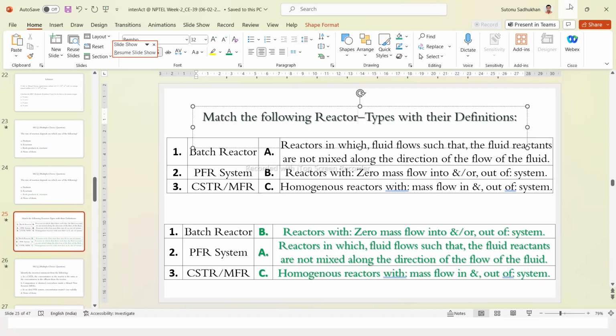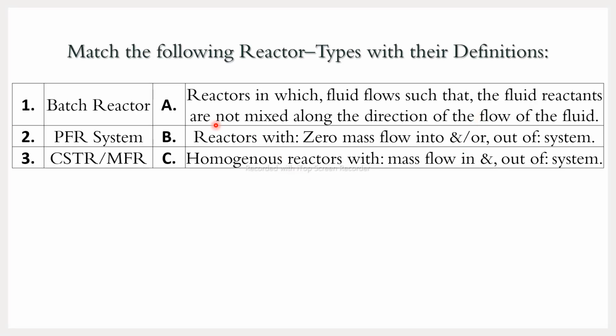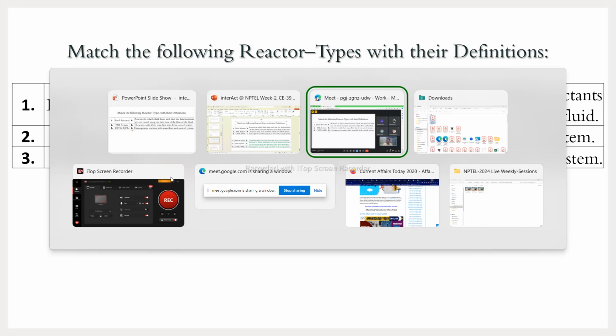You have to match the reactor types with their definitions. Option A is reactors in which fluid flows such that the fluid reactants are not mixed along the direction of the flow of the fluid. Option B is reactors with zero mass flow in or out of the system. And option C is homogeneous reactors with mass flow in and out of the system. So keeping the left hand order the same, you can just tell me the correct right hand order. You can type in the chat box.